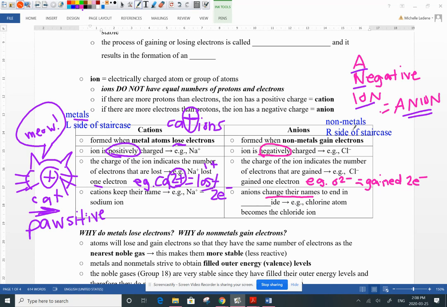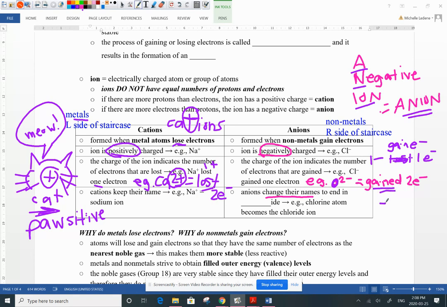On the other hand, when we look at our nonmetals, they're on the right side of the staircase. They have a negative charge. So chloride is a 1 negative ion. Why is that? Because it gained 1 electron. Why is oxygen a negative ion? It's O2 minus. Why? Because they're gaining electrons. Sorry, my bad, that was an error. They gain electrons, not lose. Metals lose, nonmetals gain. So this guy gained 2 electrons.